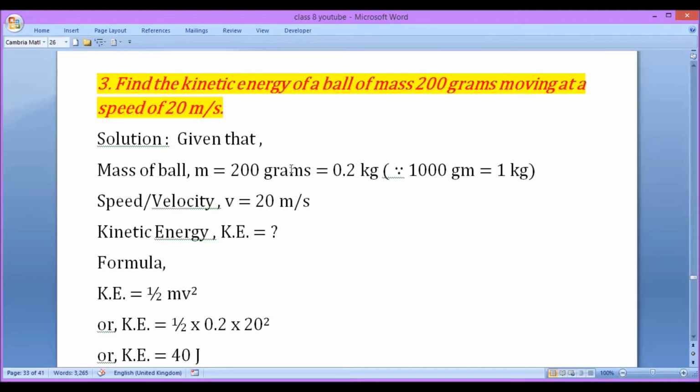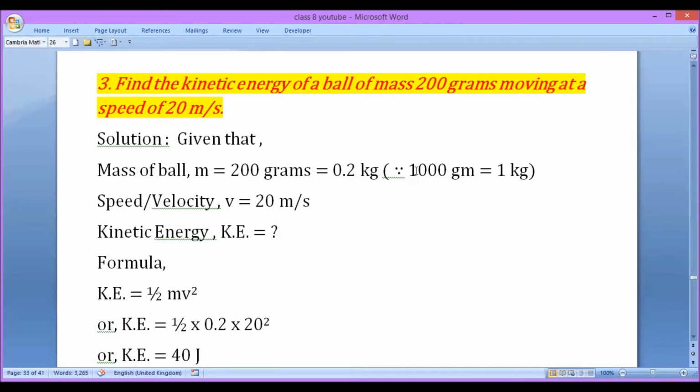But we have to write every unit in only one system. Gram is a CGS system, but here the other values are meter and second, which are in the SI system. So we have to convert the gram into kilogram. We can convert gram into kilogram like this.